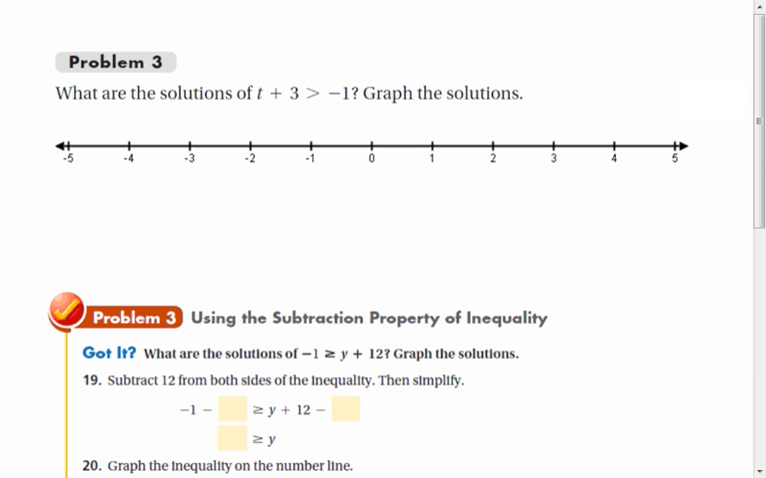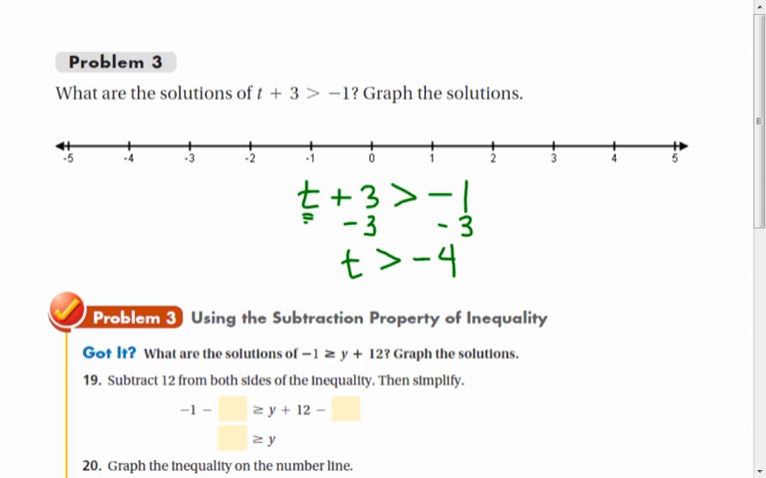All right, let's try another problem here. We have t plus 3 is greater than -1. We want to know what values of t make this true, so we would like to get rid of this 3. So let's subtract 3 from both sides. And in doing that, we're going to get t is greater than -4.